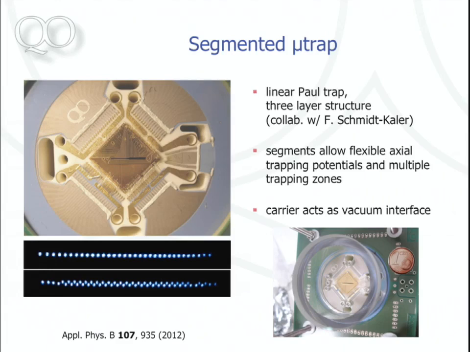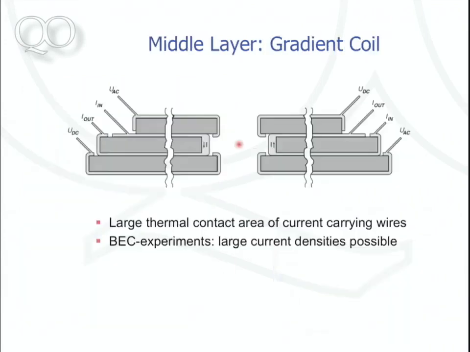So the chip carrier here at the same time acts as a vacuum interface, and we simply put this glass thing on top, and then we shine in detection lasers here along this direction, and the camera looks at this direction. And then we can trap these nice ion strings. Okay, and just to show you now a cut through this 3-dimensional structure.